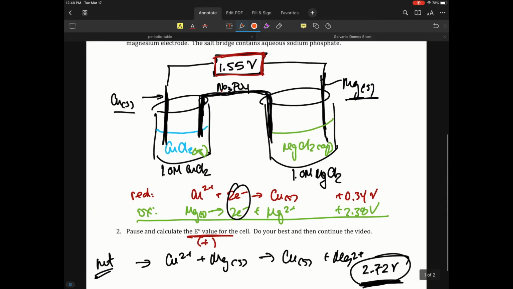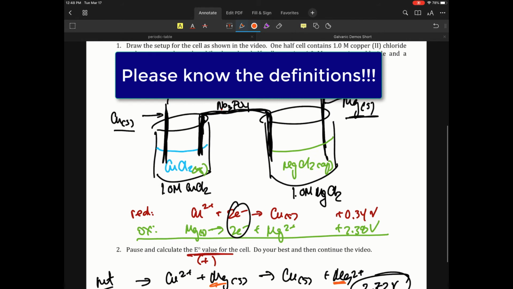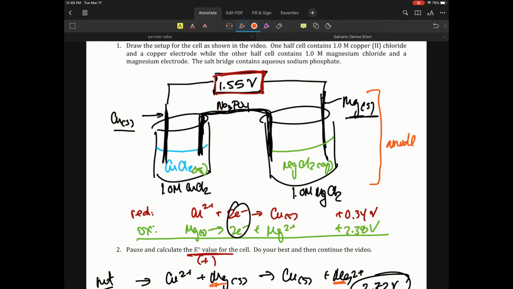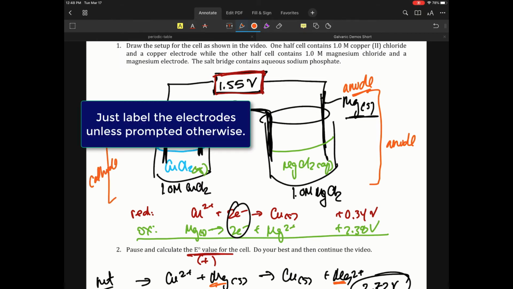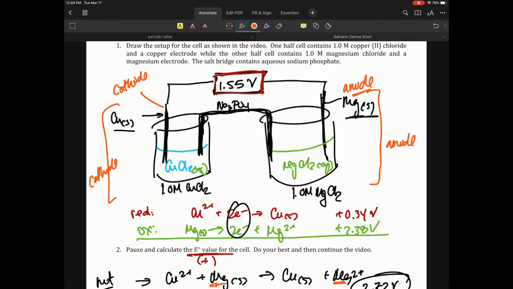Anode, what is the anode? The anode is the place where oxidation occurs. So oxidation is this magnesium one, so this whole half cell is technically called the anode. More specifically, we often label the electrode as the anode, so the site of our oxidation is there. And so this whole half cell would be called our cathode. If we were just labeling one part, this part is called our cathode, the place where reduction occurs, okay?